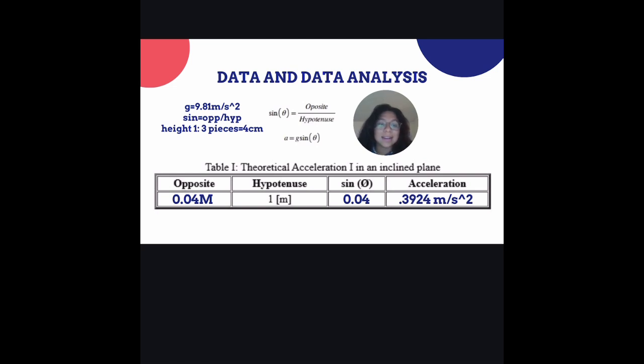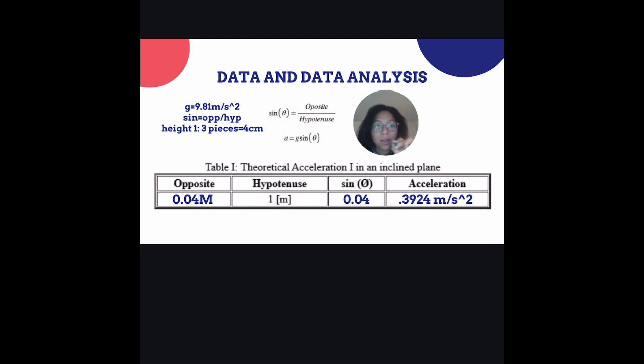This is the data and data analysis for Lab 5. To start this lab, we found the theoretical acceleration first using our measurements. So gravity is 9.81 meters per second squared. The way we find the sine is opposite over hypotenuse, and then our height are the three pieces we were given. So we measured the height of those three pieces together and it was 4 centimeters. Then we changed the centimeter units to meters and it was 0.04 meters.